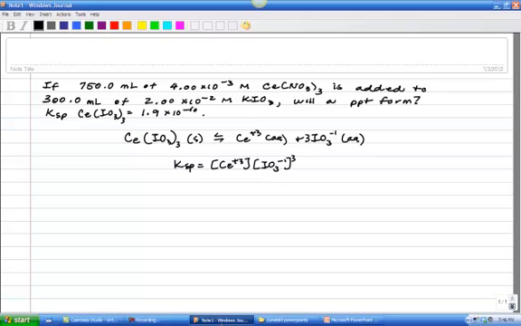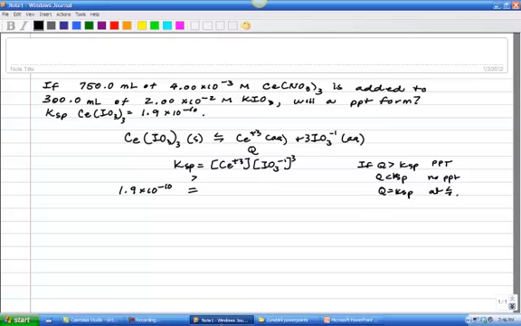Now, the value we get here, which your book will call Q, if Q is greater than the KSP, remember you're going to get a precipitate. If Q is less than the KSP, then no precipitate. And if Q equals the KSP, then you're at equilibrium, which they didn't talk about. But in this case, we're trying to figure out if a precipitate forms. So that means we're going to plug in the numbers for cerium and iodate, cubing iodate, and we're going to see how it compares to the KSP value of 1.9 times 10 to the negative 10.